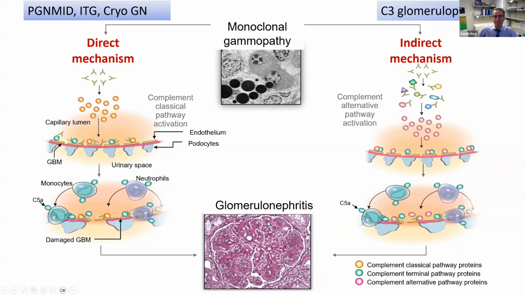Or it can cause glomerulonephritis by an indirect mechanism in the case of C3 glomerulopathy associated with monoclonal gammopathy, by interfering with the regulation of the alternative pathway of complement. And here you get glomerular deposition of components of the alternative and terminal pathway of complement without the monoclonal protein, causing similar downstream inflammatory effects leading to glomerulonephritis.